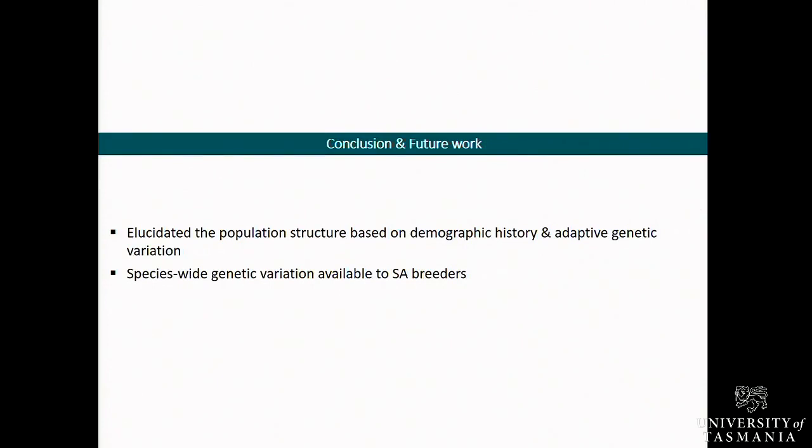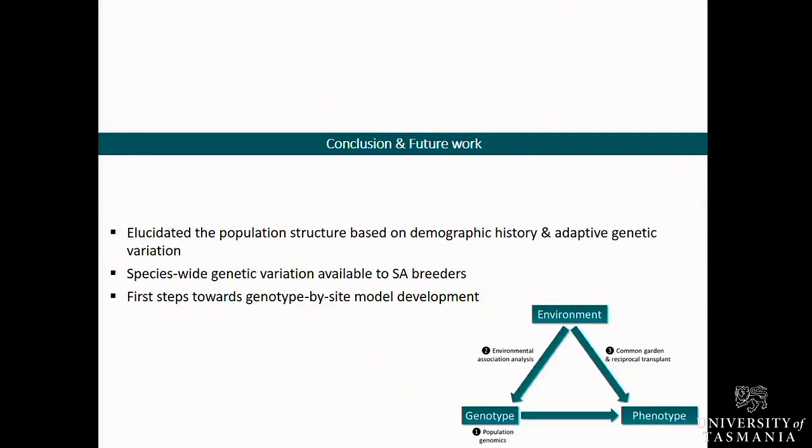We have begun to elucidate the population structure of the species that is so dear to our hearts. This genetic variation is now available to South African breeders, which I think is very valuable. And of course, these are the first baby steps. People are still holding our hands as we start building these models. And of course, we have to finish that loop so that we can get the full benefit and start testing our hypotheses that come from this study.